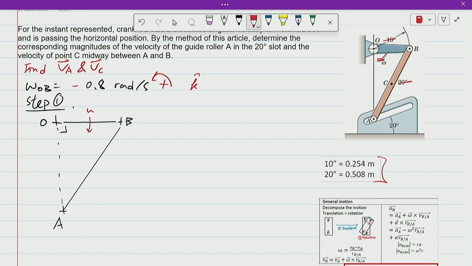We're given omega OB. That gives us VB, basically perpendicular. Again, that's because pin O is basically fixed, so it can only rotate. So this is just a fixed center rotation problem, not even relative motion yet. We also have point C, but we don't really care about it yet. We just want to find omega AB and VA, then that allows us to find point C.